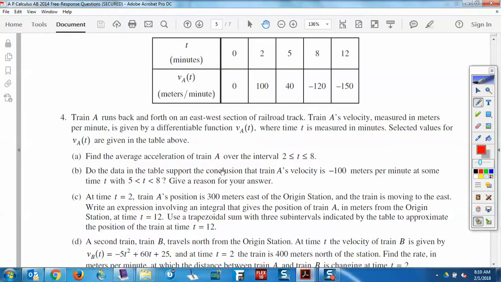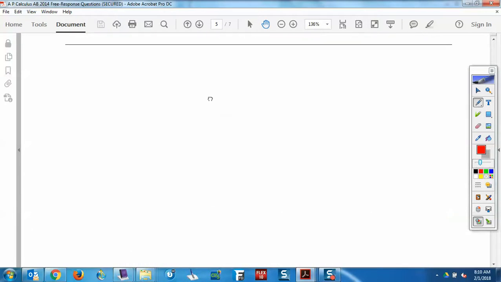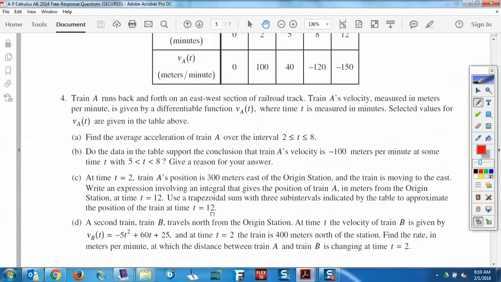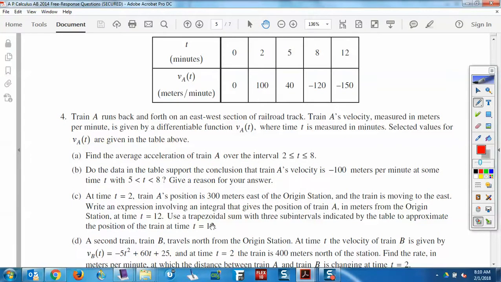Find the average acceleration of train A. So part A here. Go ahead and do that real quick. This is a no calculator problem right here. We are into the no calculator section. Average acceleration.